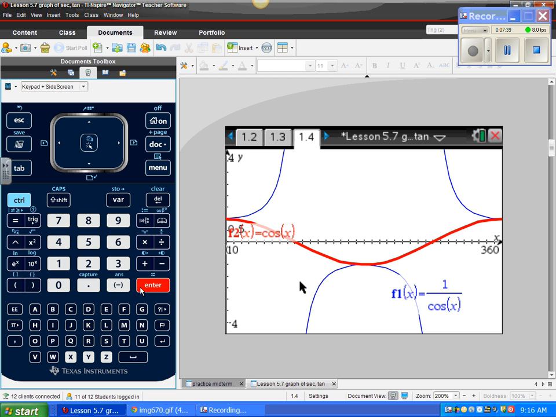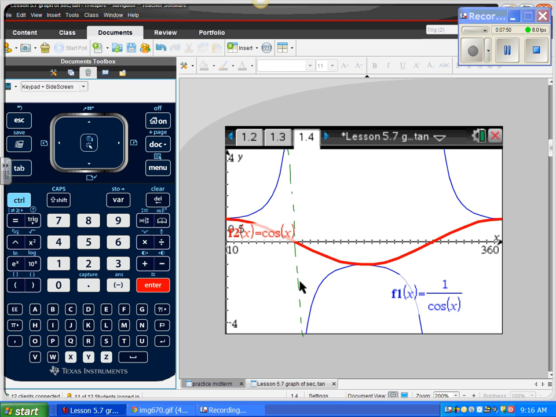So what does secant look like? Where it touches its maximum, right? It goes up. Where are our asymptotes here? Okay, where it crosses through 0 on this axis. Here's our asymptotes. This is your secant curve.